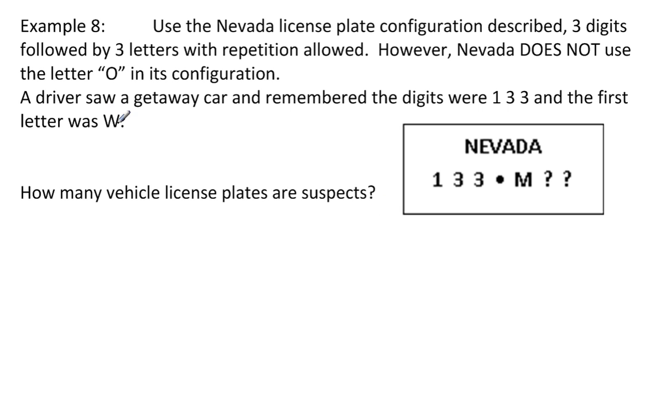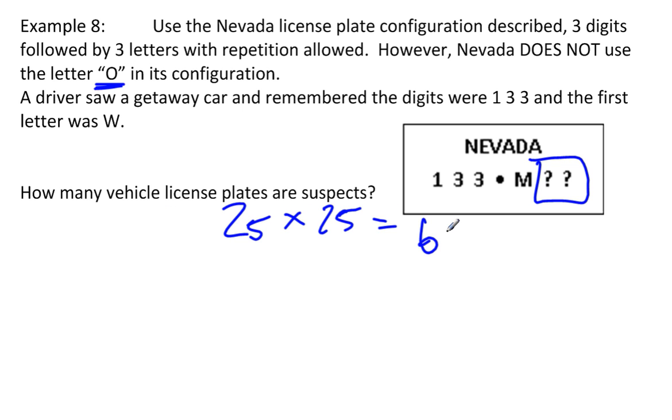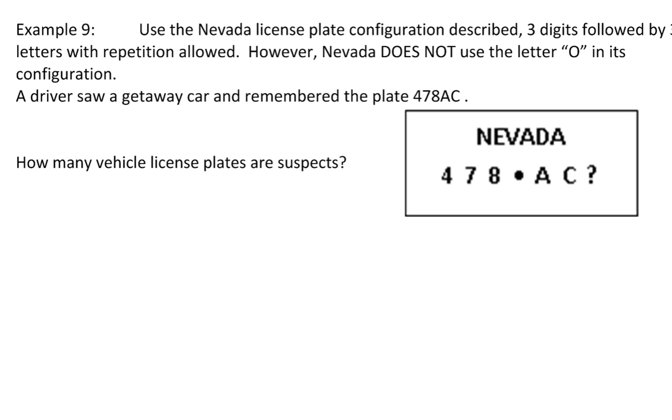Alright, here in Nevada, they're saying that we don't use the O, because O could look like 0. So that would be confusing. So we've got these different parts. If we take out O as a possibility for our letter here at the M, that's just going to be 25 times 25, which equals our 625. Answer we just had a few minutes ago.